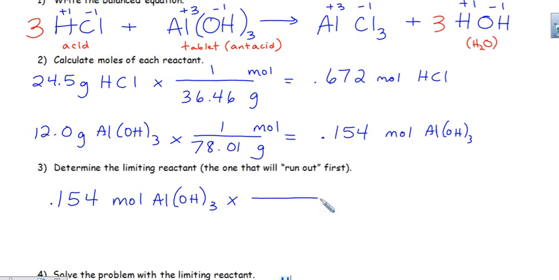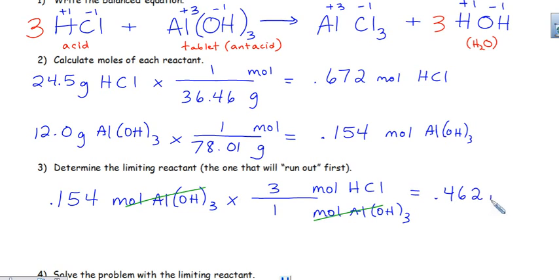We set up a little mole-mole conversion. We'll cancel moles of the one we picked, and we'll switch it to moles of the opposite reactant. We'll plug in the ratio from the balanced equation, 3-to-1. Moles of aluminum hydroxide would cancel, and so we'll multiply by 3. 0.462 moles of HCl. And again, what do these numbers mean?